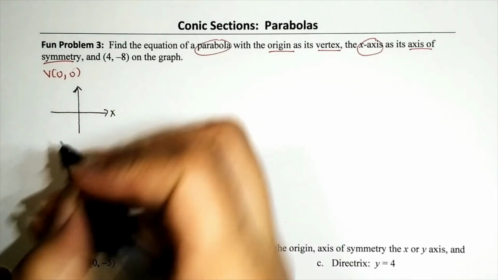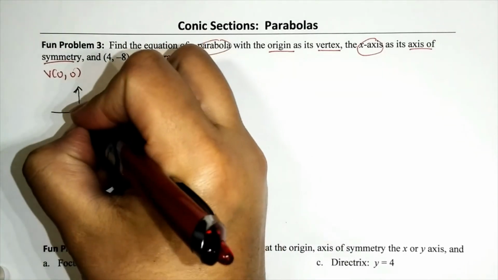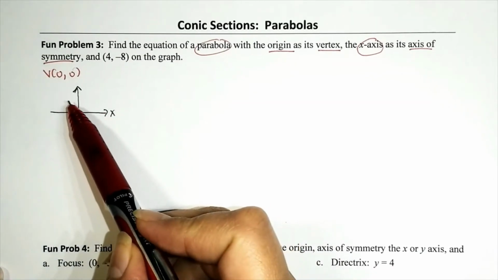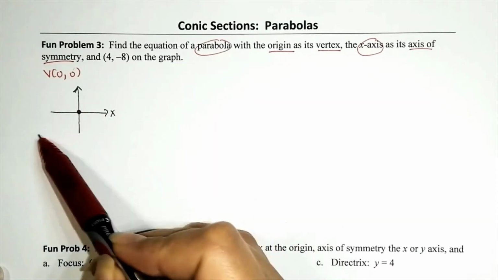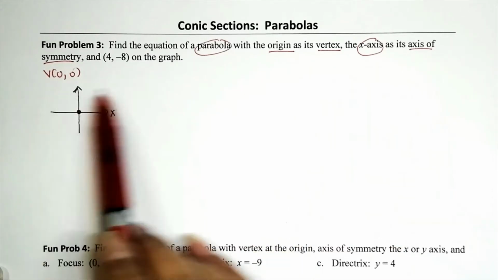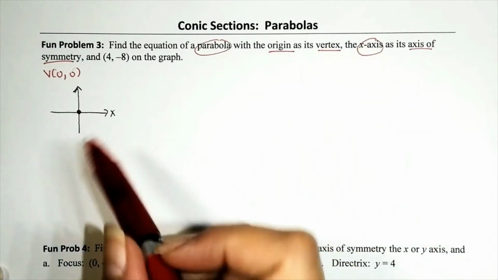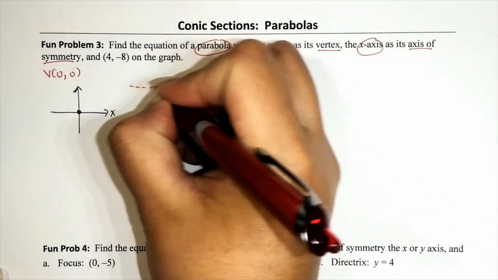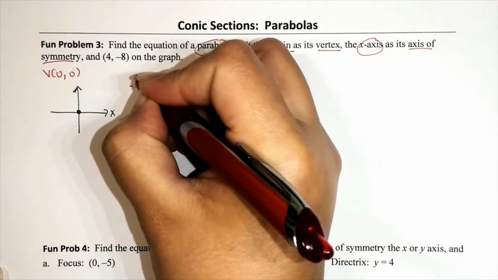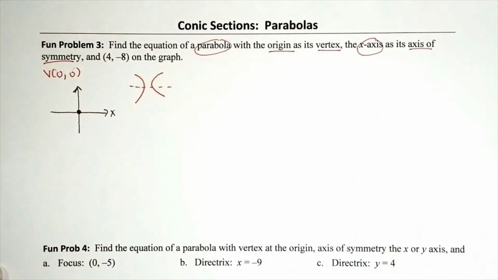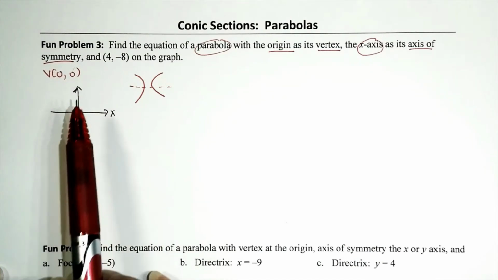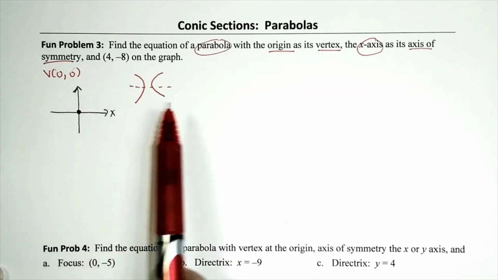Okay, so the vertex is at the origin. And then the question is, is the parabola going to open up, down, or side to side? Well, we have that the axis of symmetry is given by the x-axis. So the x-axis is horizontal. So the parabola is either going to open to the right or to the left. Okay, that's what they're telling you. Now what do we know? We have a sideways parabola.